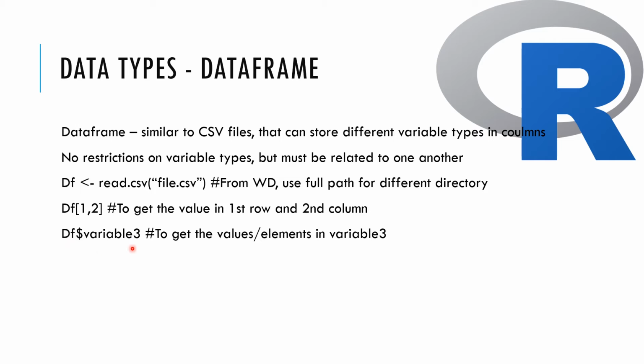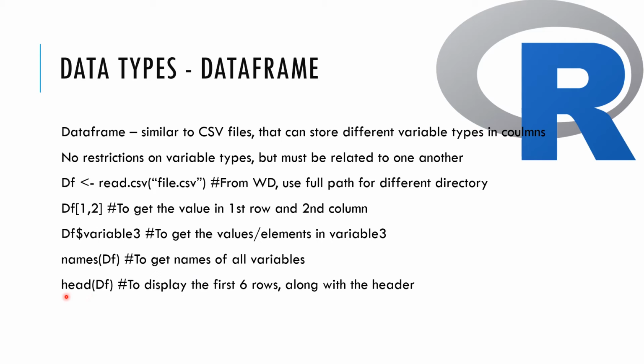Or if you want to display all the elements in a particular variable, you can use this $ sign: name of the data frame, $ sign, name of the variable, and it will display all the elements and values in that particular variable. Suppose you want to see the names of all the variables, all the columns, then you use this function names, and in the bracket mention the name of the data frame. Suppose you want to display the first 6 rows along with the header of the data frame, then you use this function head, and in the bracket the name of the data frame. Suppose you want to display the last rows along with the header of the data frame, then you use this tail function. In the bracket you mention the name of the data frame.